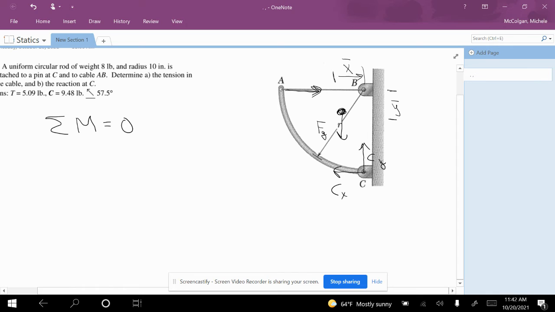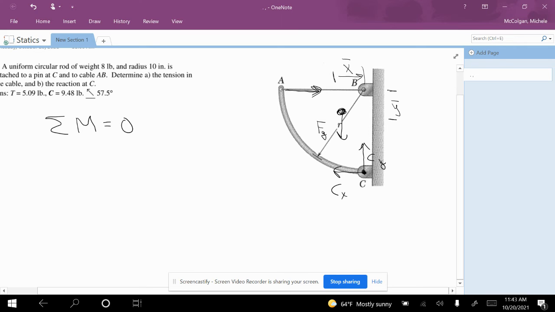But we're not going to concern ourselves with that for the moment, because we're going to pick our moment origin to be at C. When I pick my moment origin at C, my radius for any force that exists at C is 0. So I don't have to worry about the moment at C when I think about this rod rotating about C.